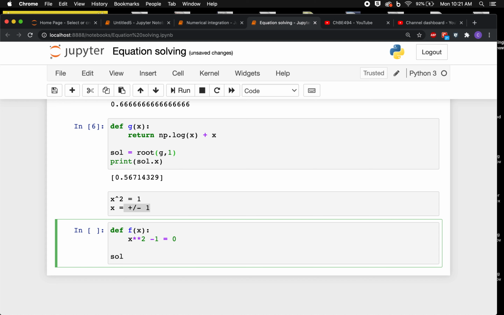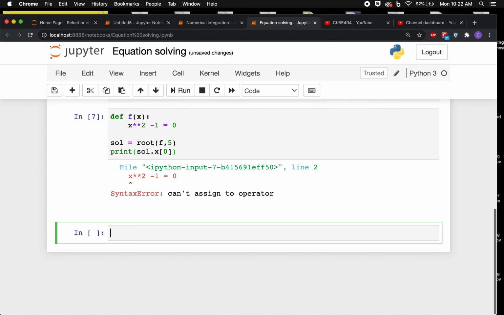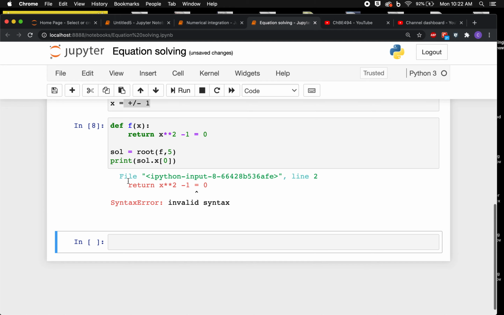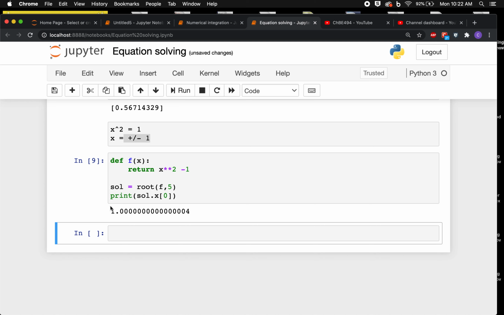So if I do sol is equal to root of f, and let me pick something like 5, right? I don't want to pick exactly this known solution. So I do sol.x of 0. And what did I do wrong? Oh, I forgot the return argument. And I don't need the 0 there. And so I get back the 1 solution, right? But if I pick minus 5, I get back the minus 1 solution. So it really depends on where the initial guess is, whether you're getting the positive or negative.